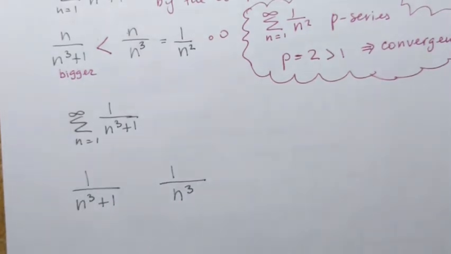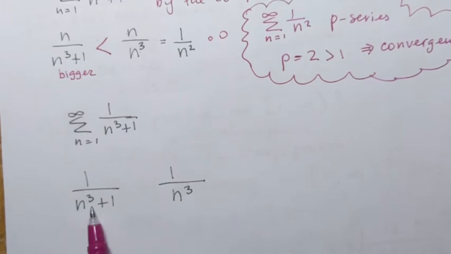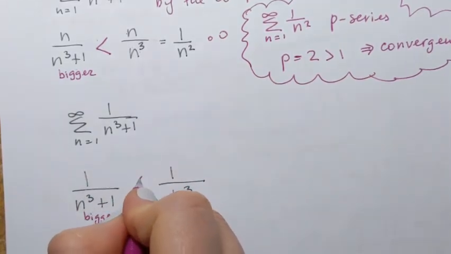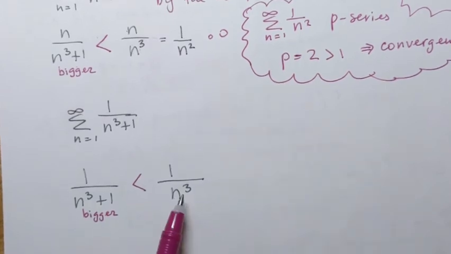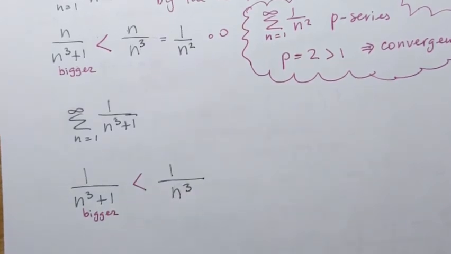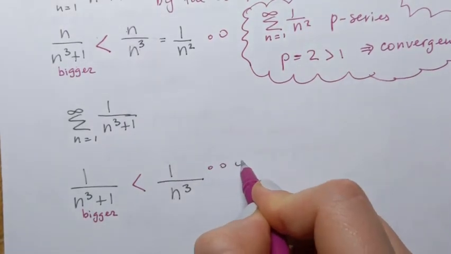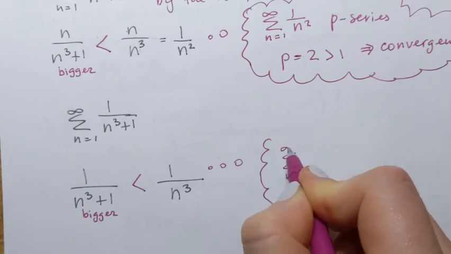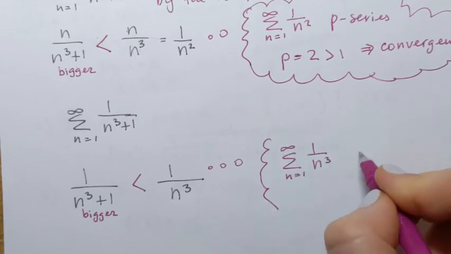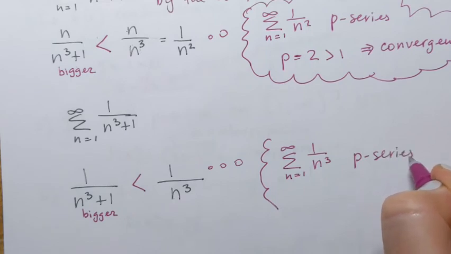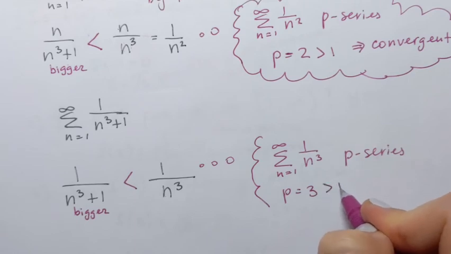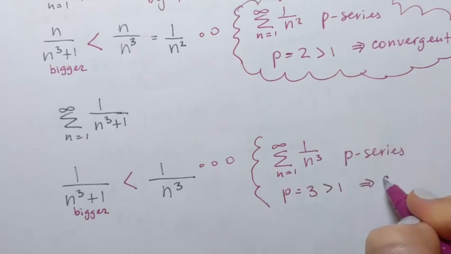Now it's kind of a similar situation, right? I can say that this denominator is bigger. That makes the overall quantity here smaller, so I should use the less than sign. And here, right away I can recognize that it's going to be a p-series. So this time it's a very similar idea. The p-series is 1 over n cubed. p equals 3 this time, but still it's greater than 1, so it means that this p-series is convergent.